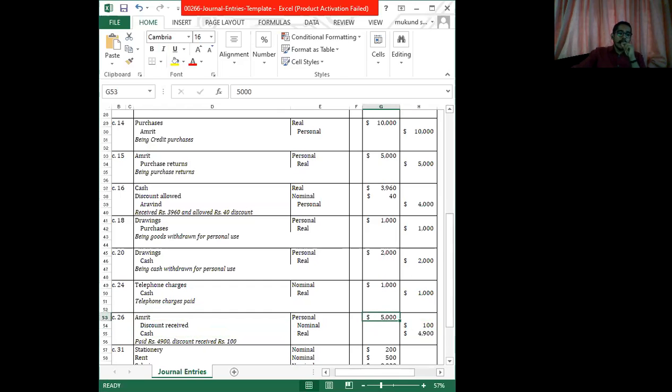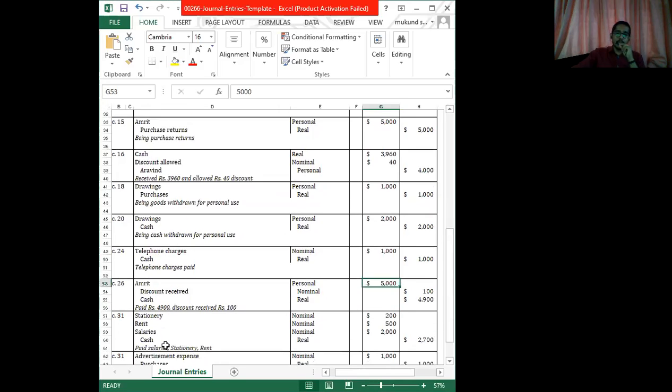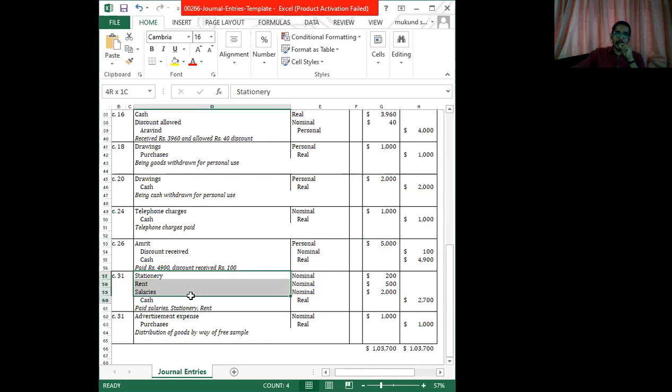Okay, coming to December 31st, paid for stationery 200, rent 500 and salaries 2,000. Don't worry, all these three things are nominal accounts. They are expenses of our business. So the journal will be like this: stationery account debtor, rent account debtor, salary account debtor to cash. And you should write all these three amounts over here and total it and put 2,700. Why are we crediting cash? Because it is a real account, and if we pay all these expenses, cash balance comes down. So we are crediting cash.